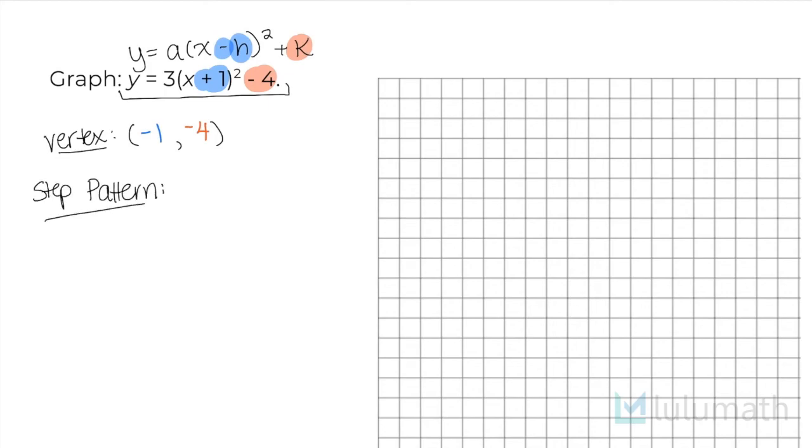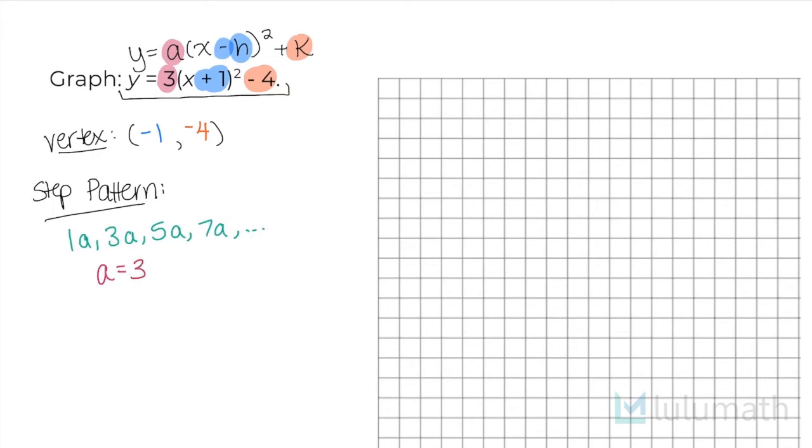The next thing that we need to find out is the step pattern. So remember, the step pattern is always going to be 1A, 3A, so on and so forth. But the question is, what is the A value? So see if you can figure out what the A value is yourself, and then come back and check to see if you got it right. So the A value is always this number in front of our brackets here. So our A value should be 3.